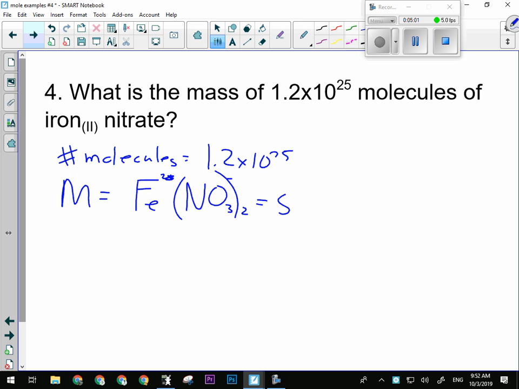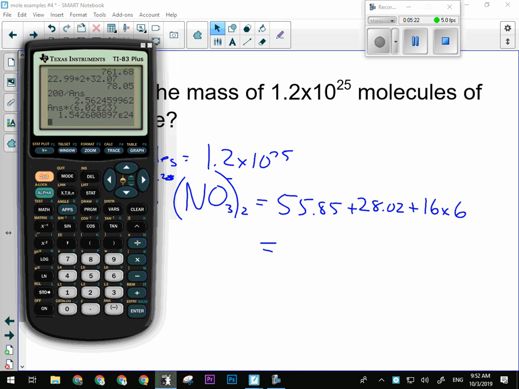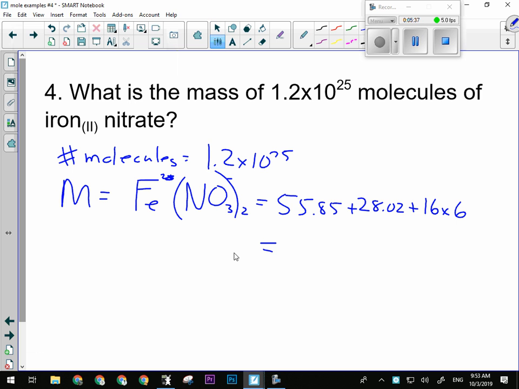Calculating my molar mass. Iron is 55.85, there's one of it. There's 2 nitrogens, so 14.01 times 2. And there are 6 oxygens. It's important to be able to do that calculation, obviously. 55.85 plus 28.02 plus 16 times 6 gives 179.87 grams per mole. So I'll need that number in my last step.